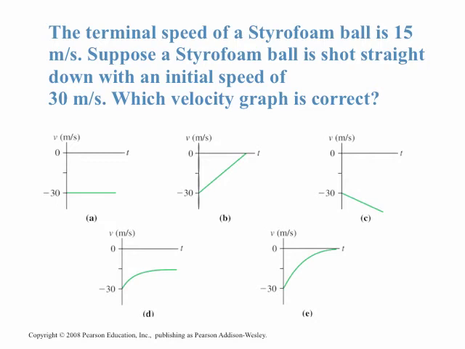Answer this question on a blackboard about an object, a styrofoam ball, falling with some initial speed, but the air resistance slows it down to what we call a final or terminal speed. And then it falls with a constant speed from there on at the terminal speed. Which graph matches the description of the question?